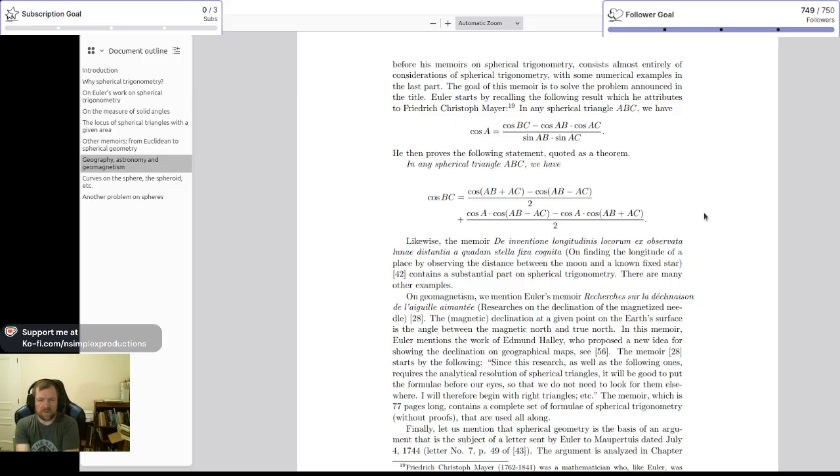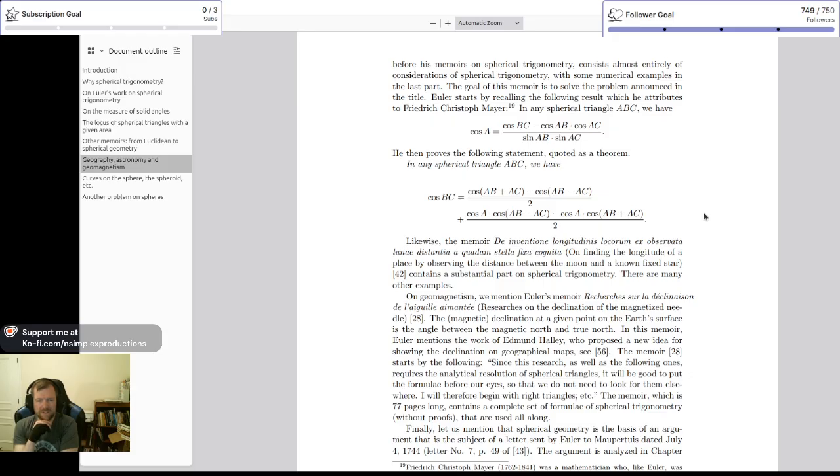Contains a substantial part on spherical trigonometry. There are many other examples. On geomagnetism, we mention Euler's memoir Recherche sur la déclination de l'aiguille aimantée. Researches on the declination of the magnetized needle. Aiguille? I don't remember that. I guess we never really studied what's a needle in French.